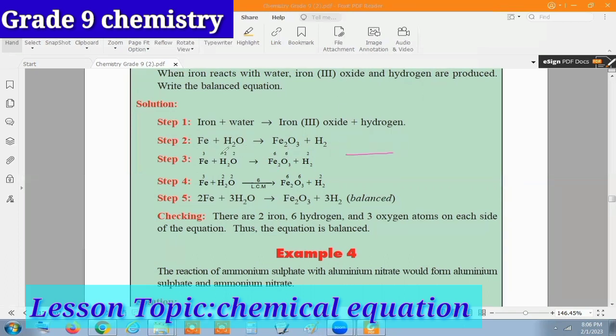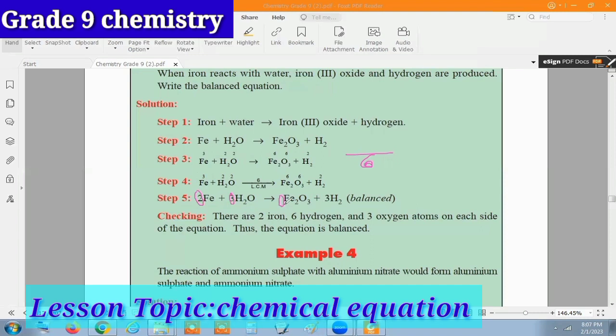Now we have to take the LCM for all these valences. For 3, for 2, and for 6. The LCM becomes 6. Divide that 6 by 3. It becomes 2. Now use that 2 as a coefficient for iron. Divide 6 by 2, it becomes 3. Now use that 3 as the coefficient for water. Divide 6 by 6, it becomes 1. Right, use that 1 as a coefficient for iron 3 oxide.